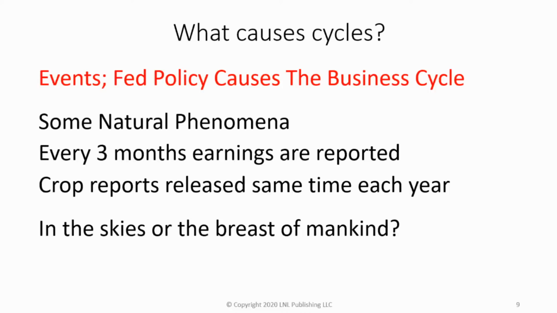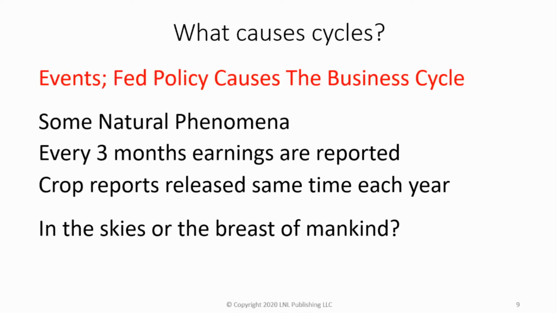Clearly, if you look at the history, interest rates get lowered in the fall for agricultural purposes and for Christmas sales. And we tend to have a rally in the bond market because interest rates are lowered at that time of the year. So there are some natural phenomena, like every 3 months earnings are reported. So guess what? There's a 90-day cycle in stock prices. So there are things that cause what appear to be cycles. Crop reports are released about the same time each year, so they have an influence. There are natural things that you can look for and think about. A repetitive event in the marketplace probably has an effect.